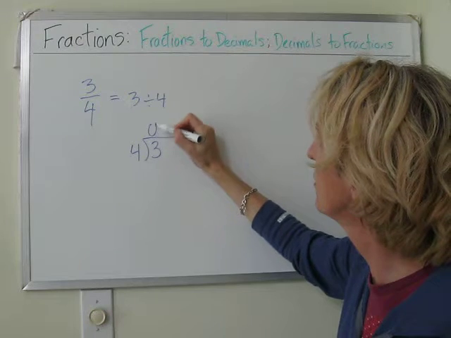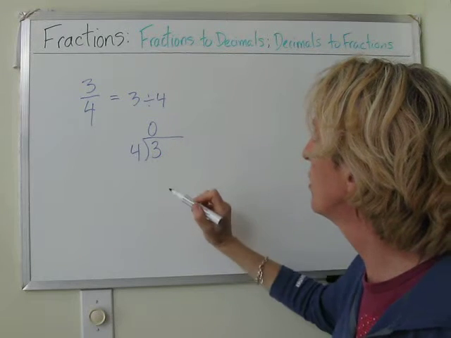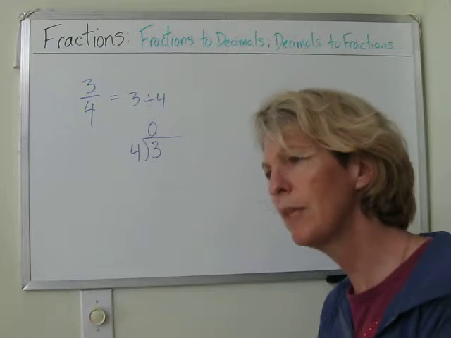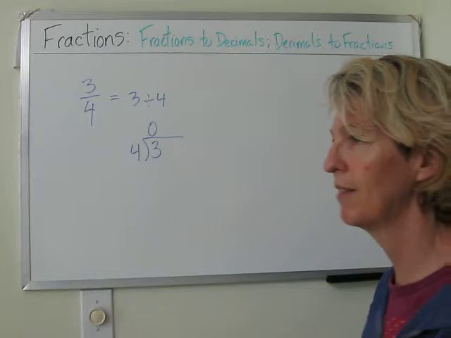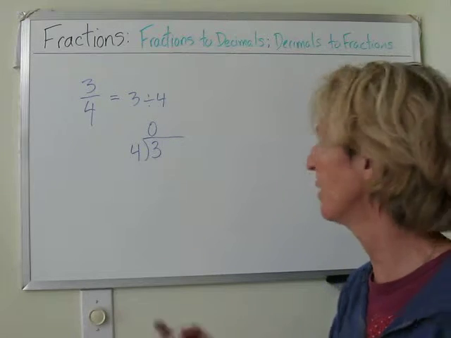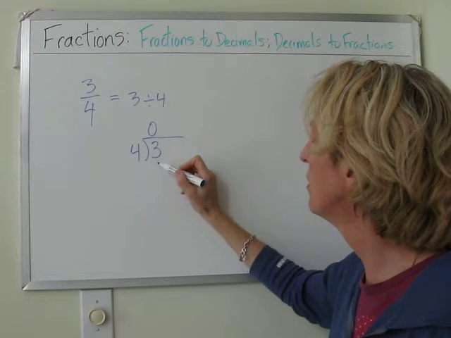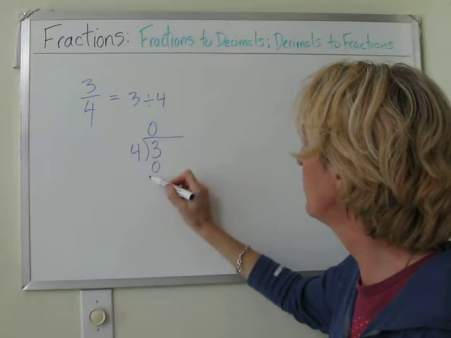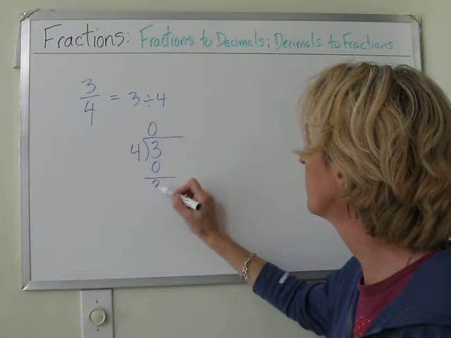The 0. Good. 0 times 4? It's 4. Oh, you said that last time. That's okay. Yeah, okay. Let's pretend. Let's erase. 0 times 4? 0. Okay. And 3 minus 0? 3.